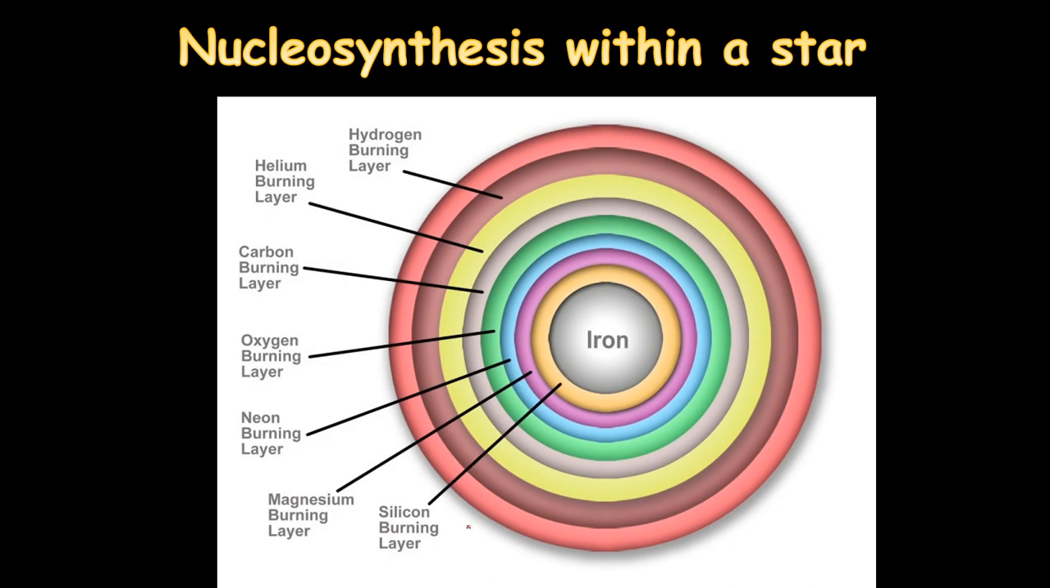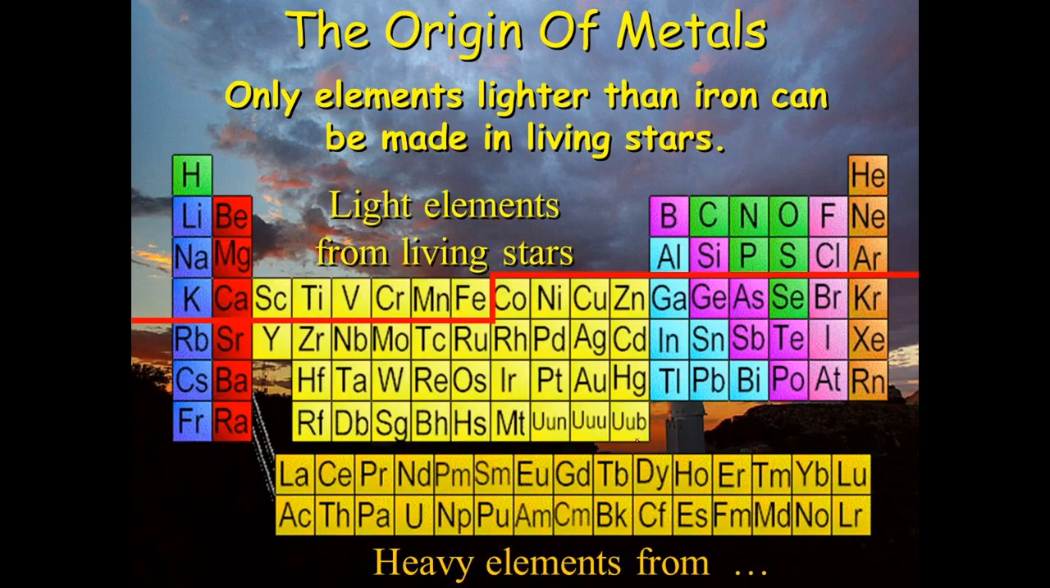So you might notice that as all these different layers of elements are created, the last element that can be created is iron, and nothing heavier than iron can be created in the center of a star. Okay, so normal nucleosynthesis ends with iron. That's the heaviest element that can be created. Iron is element number 26, so you can't get any heavier than iron.